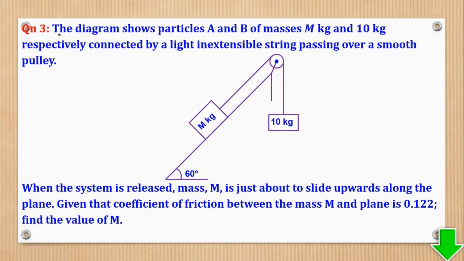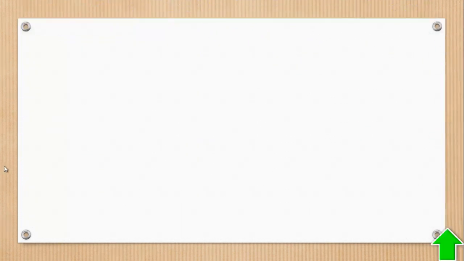Then question 3. The diagram shows particles A and B of masses m kilograms and 10 kilograms respectively, connected by a light inextensible string passing over a smooth pulley. When the system is released, mass m is just about to slide upwards along the plane. Given that the coefficient of friction between the mass m and the plane is this, find the value of m. Now here the keyword is just about to slide upwards, meaning it is at the point of sliding, therefore acceleration is still 0.